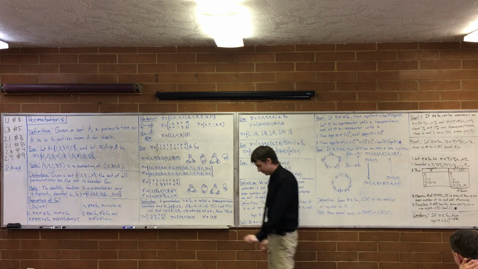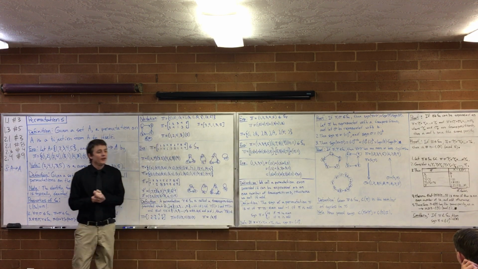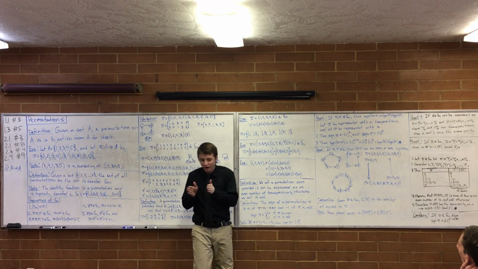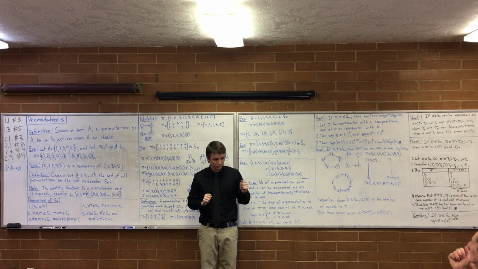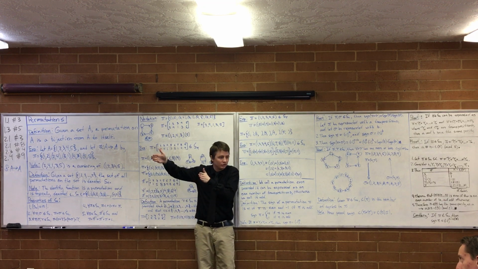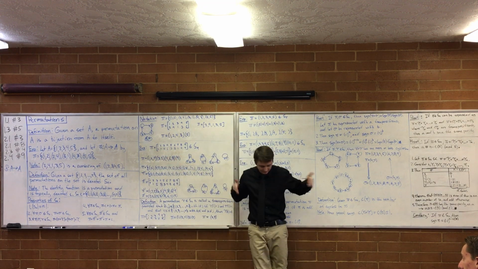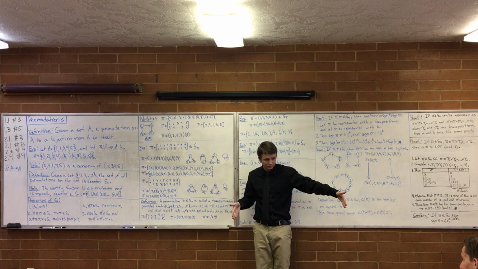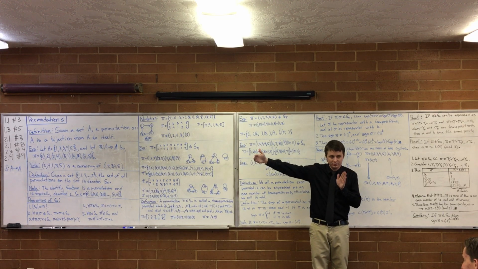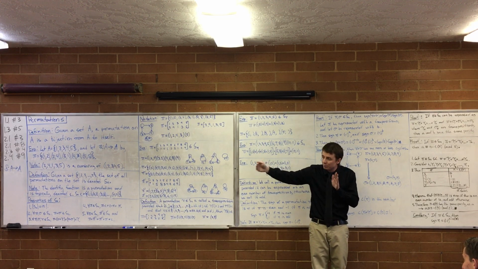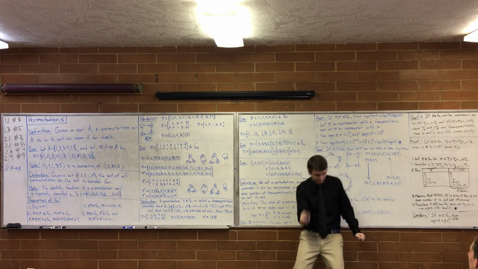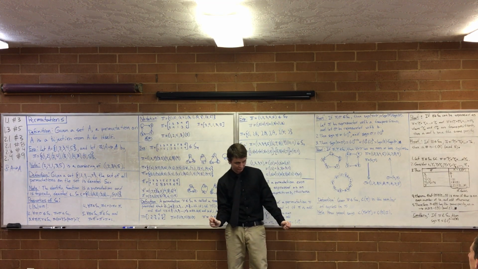So, transpositions. Every permutation I can split up into a composition of transpositions. It's like every natural number I can represent as a sum of ones, right? I can take 5 and represent it as 1 plus 1 plus 1 plus 1 plus 1. Any permutation you give me, I can represent as a composition of transpositions. It's this transposition composed with this transposition, composed with this transposition, composed with this transposition.